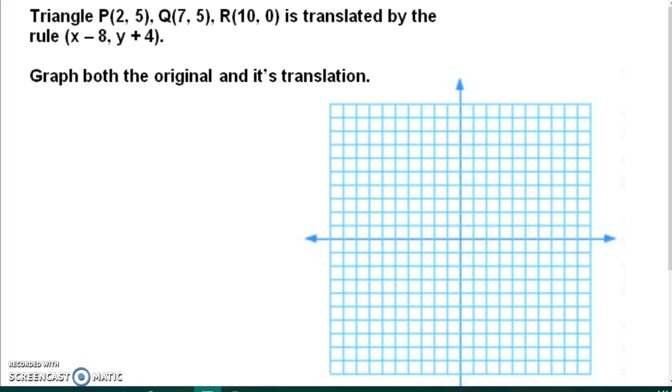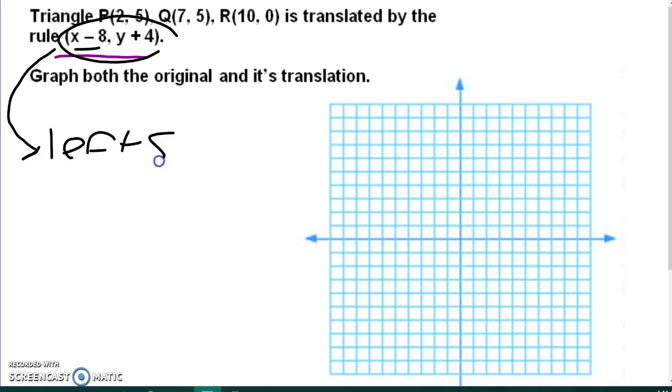Okay. So triangle P, which is at the coordinates 2, 5, Q, 7, 5, R, 10, 0, is translated by the rule x minus 8, y plus 4. Graph both the original and its translation. Notice the rule, let's describe that in words. So x minus 8 means a left 8 translation, and y plus 4 means up 4. So I have to first graph the original triangle.